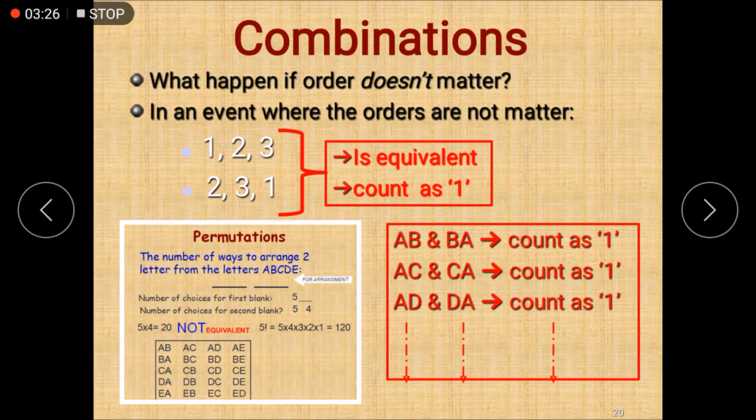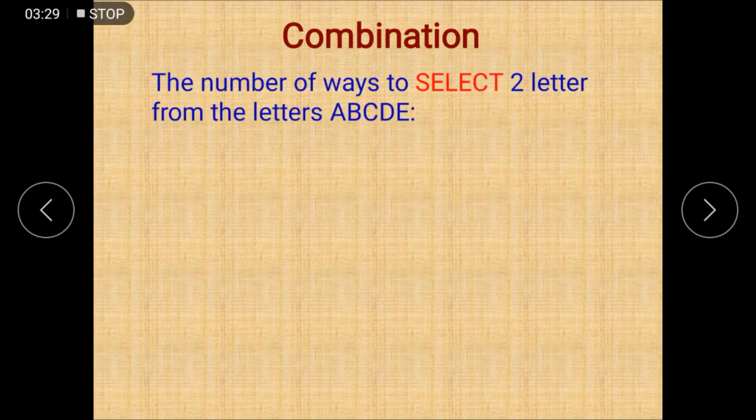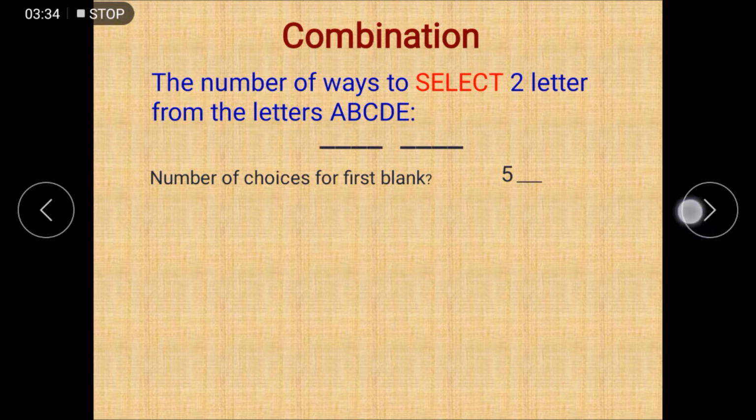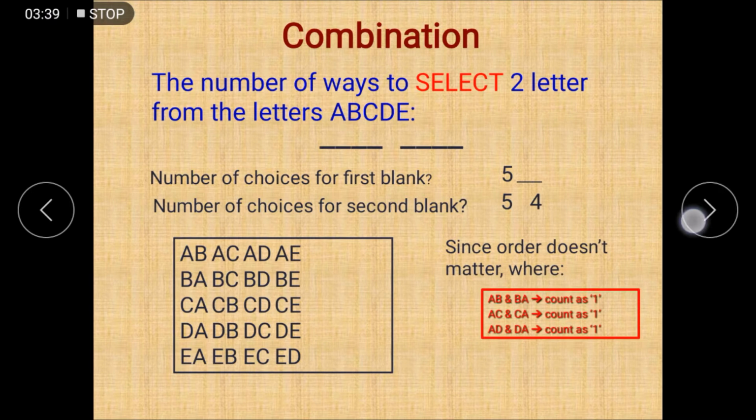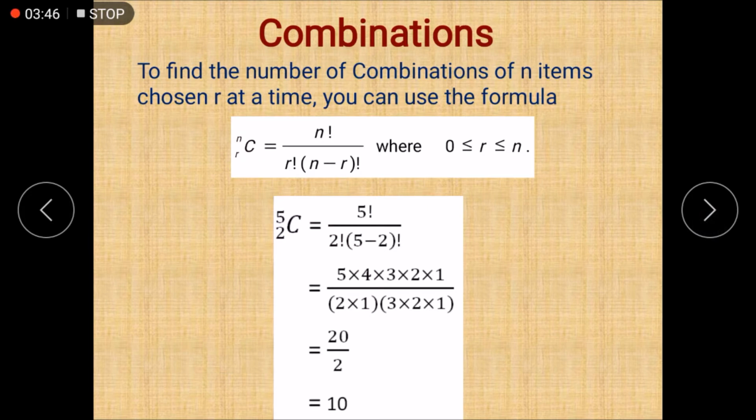So we can modify the formula for permutation into combination. Since the order doesn't matter, the arrangements are repeated, so the number of possibilities becomes half of it. How do we change the formula? It doesn't change much, we just modify it a bit. Now we don't use the letter P. Since we are using selection, we use the letter C, the combination of numbers, or combination of ways to select something.